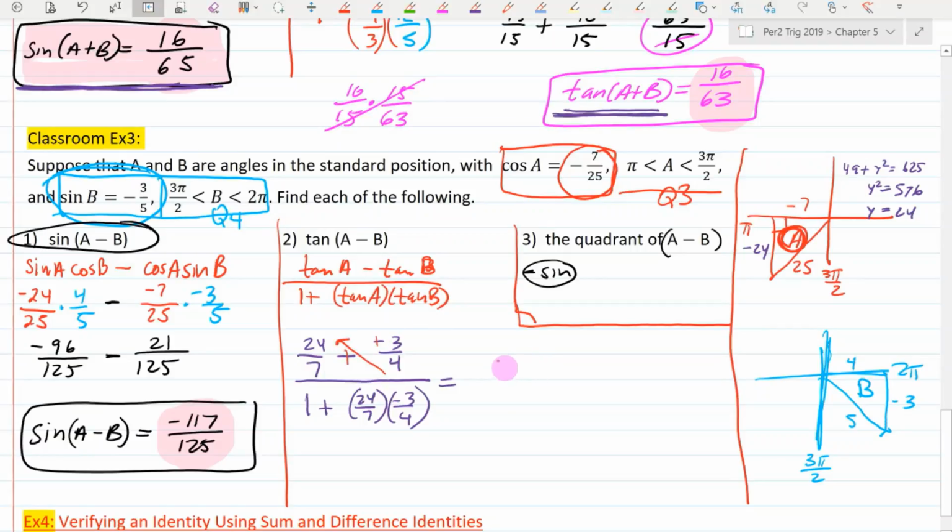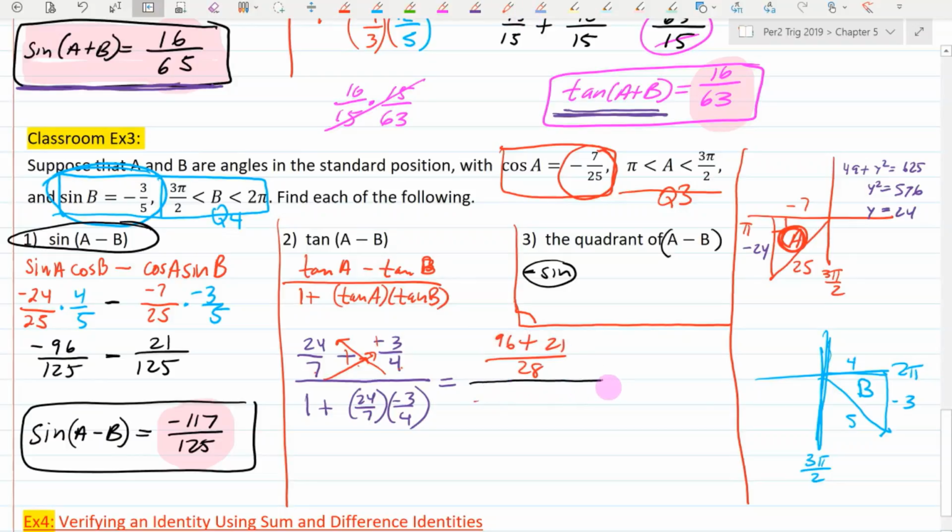So 4 times 24 is 96. 7 times 3 is 21. And then 7 times 4 is 28. Again, we're just multiplying this by 4 over 4 and this by 7 over 7. Okay? And let me move this up a little bit because it's not really where it should be.